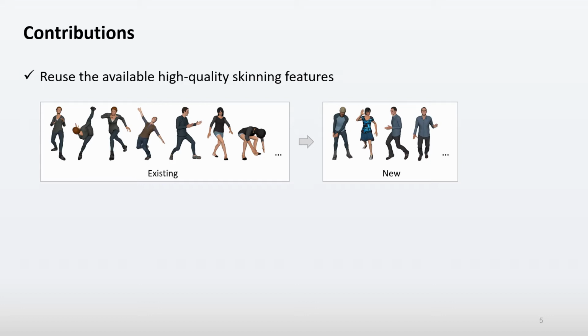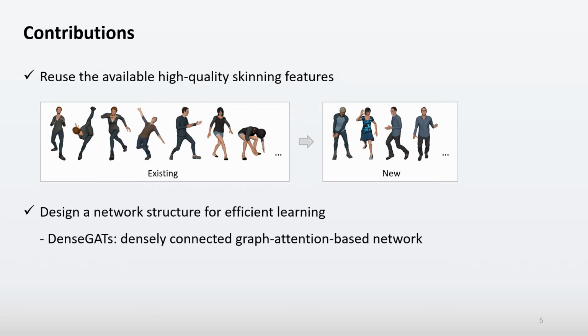However, learning such a huge amount of complicated features is not an easy task. Therefore, we additionally present a novel densely connected graph attention-based network named DenseGATs to achieve the goal of automatically generating nonlinear deformations.